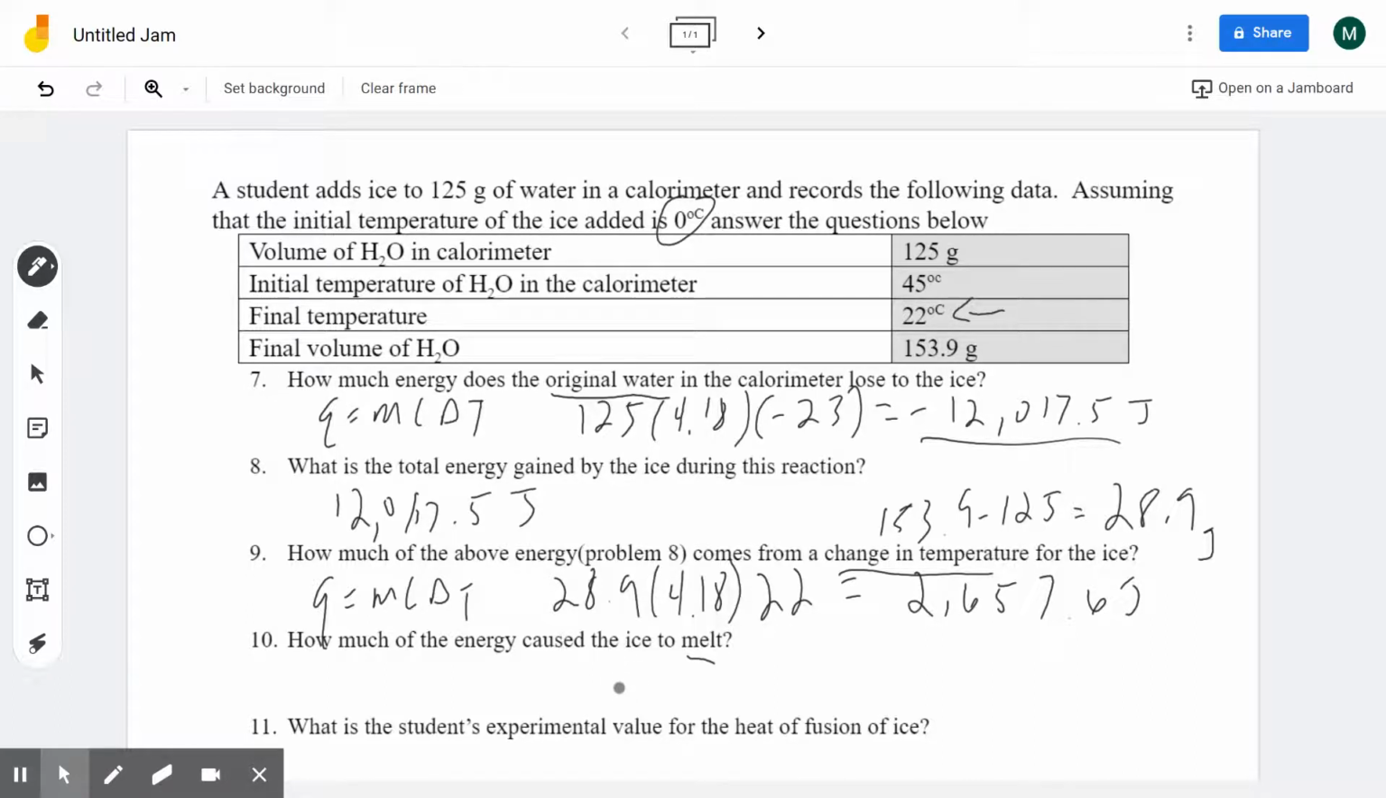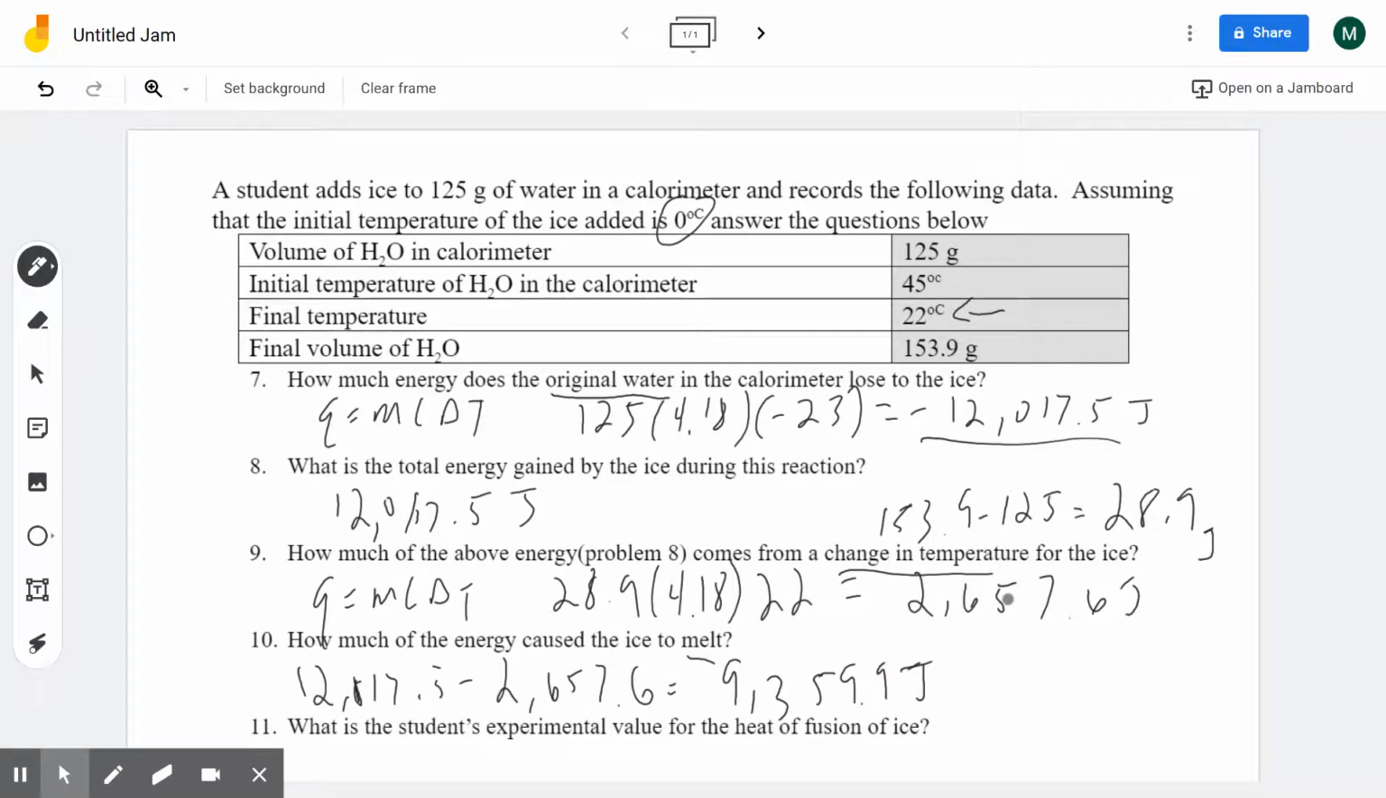All right, so now to your question, how much energy caused the ice to melt? We're not going to use the 334 here. That was the purpose of the lab. We're going to take our answer from 8 and subtract it from 9. 12,017.5 minus 2,657.6 gives us 9,359.9 joules. That was the energy to melt.